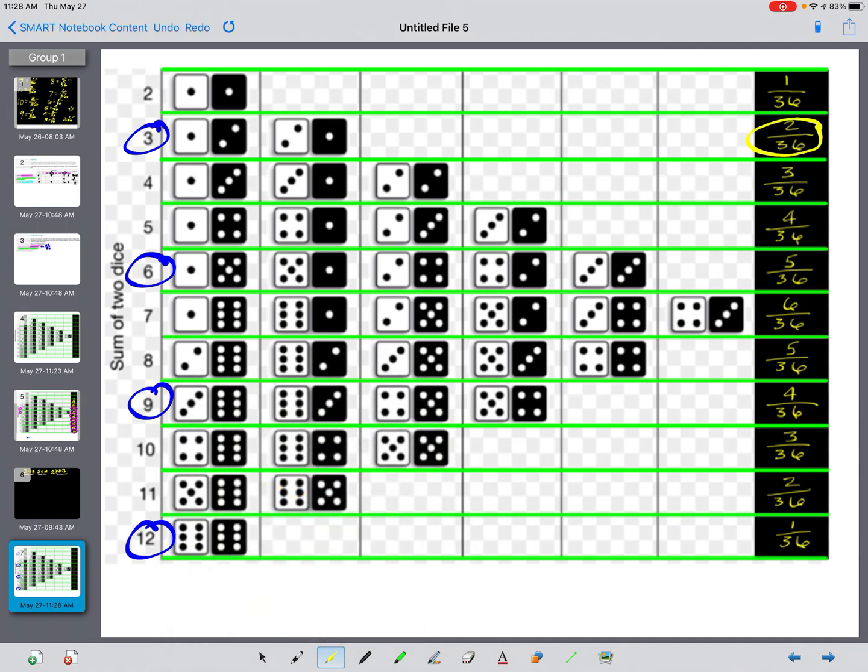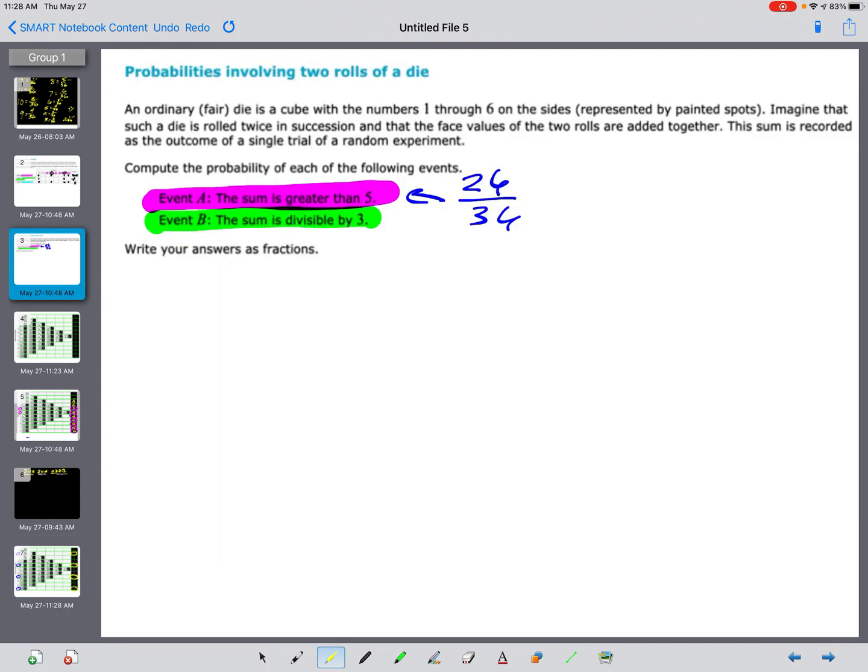So this is 2 out of 36 plus 5 out of 36. So far we're at 7 out of 36. If you add in 9's odds, that's going to be now 11 out of 36 after we added the 4. And finally, we add 12. So 12 out of 36. And going back, we answer for event B. It's 12 out of 36.